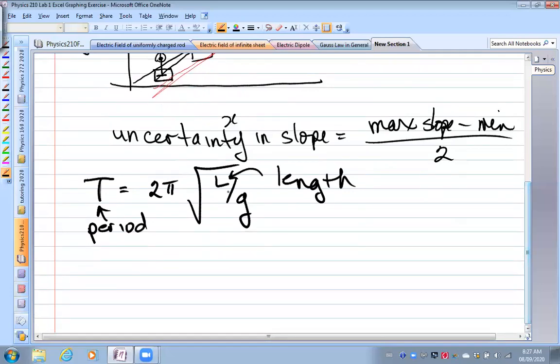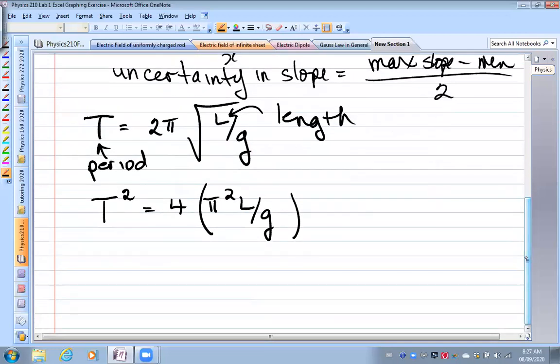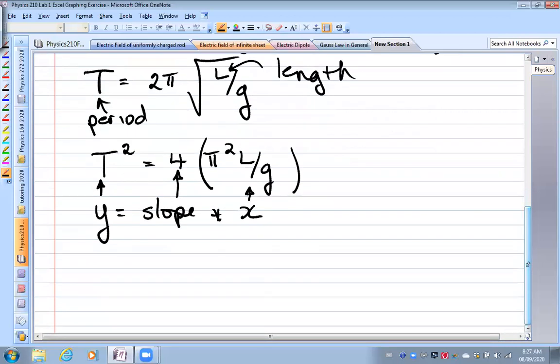Now, if you graph T versus L, you're not going to get a straight line because you've got the square root. So in order to get a straight line, we have to square this equation. T squared would be equal to 4 pi squared L over G. Now, to get a straight line, y equals the slope times x. It means on the y-axis, we have to put T squared. On the x-axis, we have to put pi squared L over G. The slope would then be 4. And so that is the graph that you're doing.